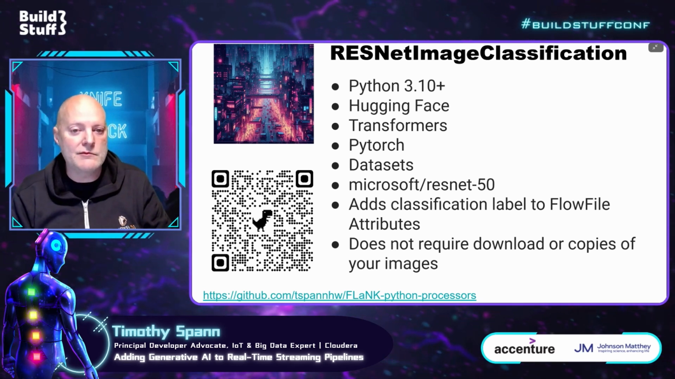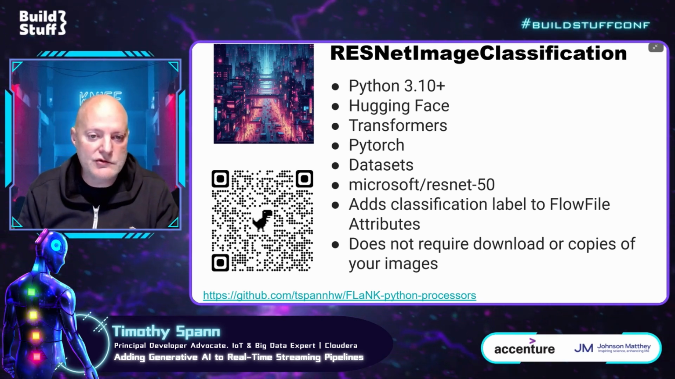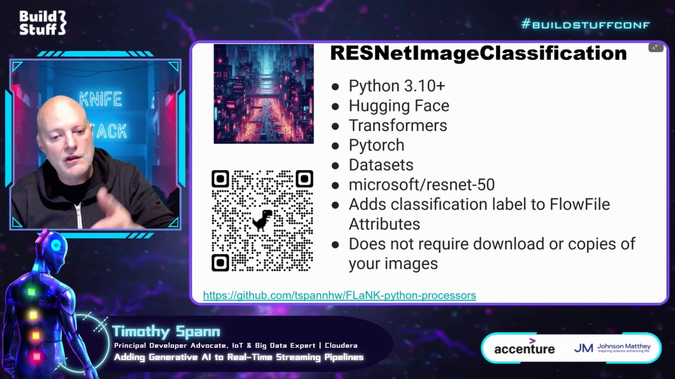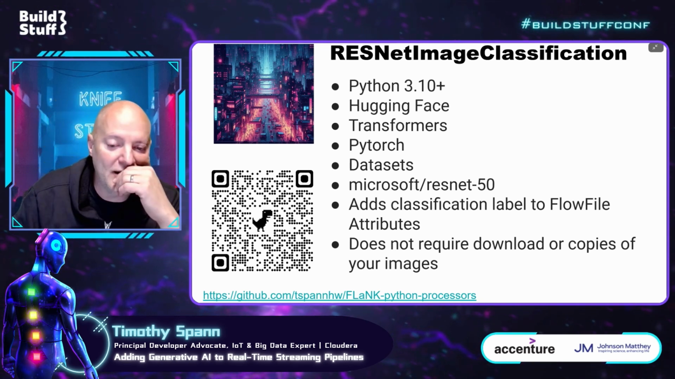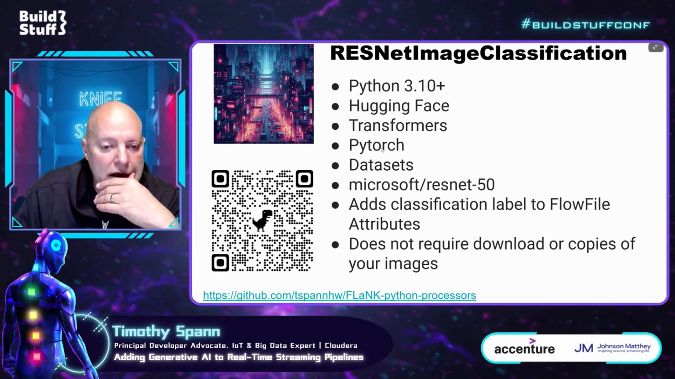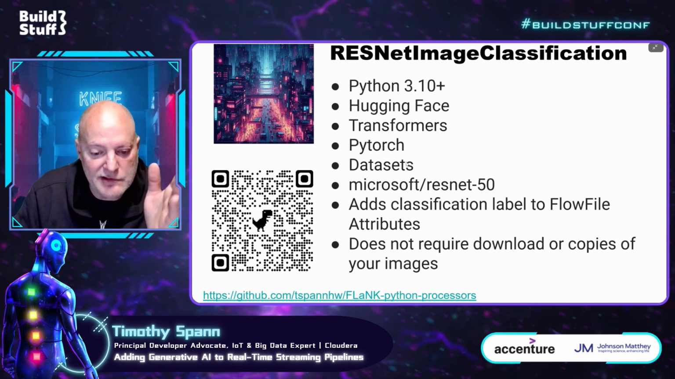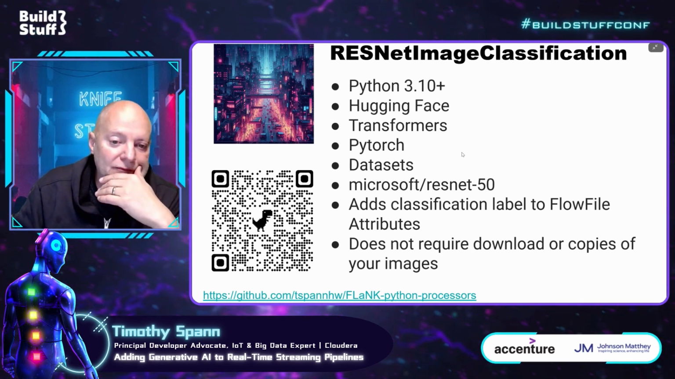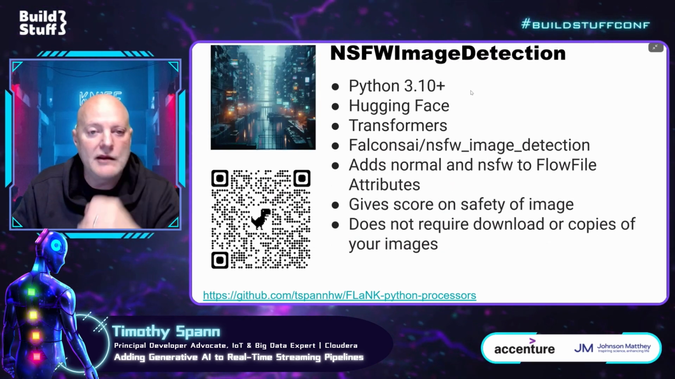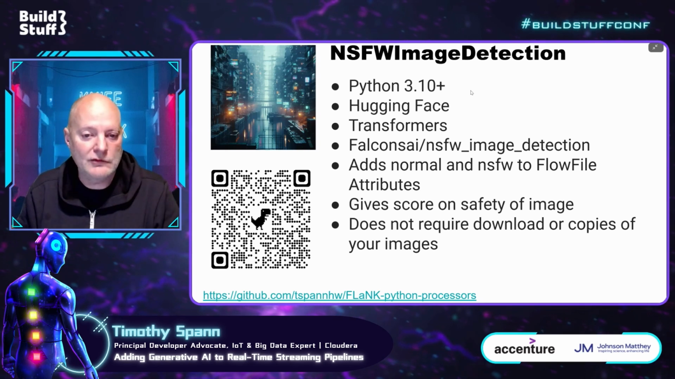This particular library uses transformers from Hugging Face, looks up the Microsoft ResNet 50 from there, and uses PyTorch and some data sets to do this. Pretty straightforward code. Again, couldn't be that much more difficult.